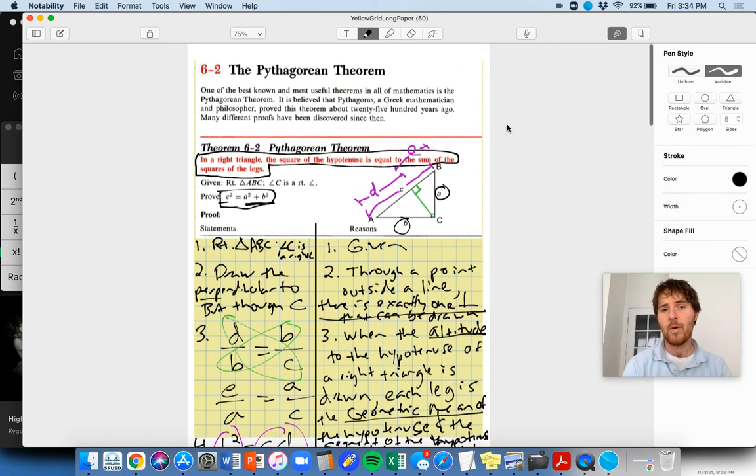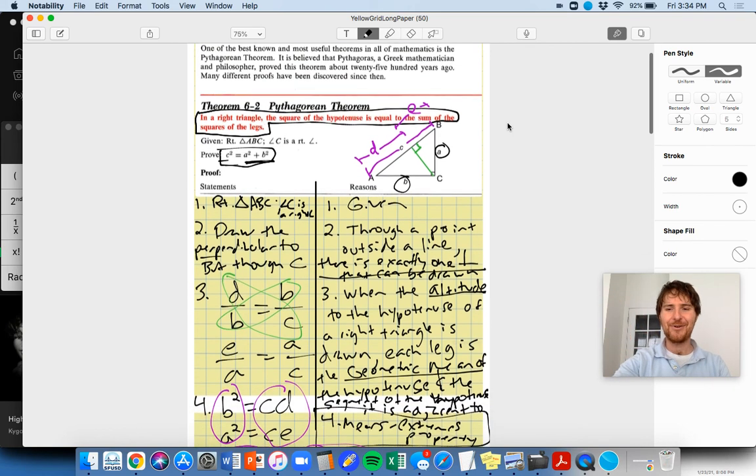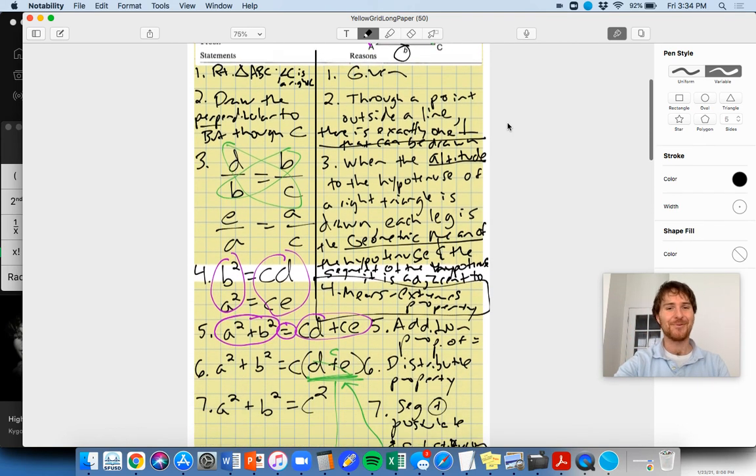Email me if you have any questions. That is the Pythagorean theorem, our proof. Is this the only way to prove it? No. So many proofs can be done.